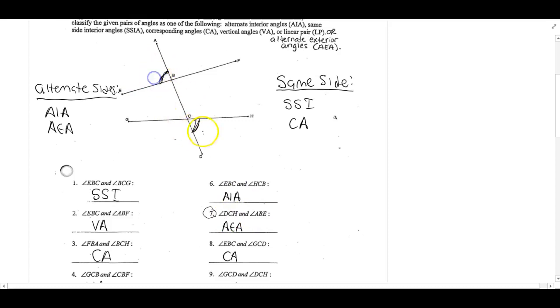Now notice they are on different sides of the transversal, the line that connects them, so that makes them either alternate interior or alternate exterior. Because here are my lines, I'm going to draw them in, they are occurring outside the lines and not between the lines. Since both of them are doing that, we're going to consider them alternate exterior angles.